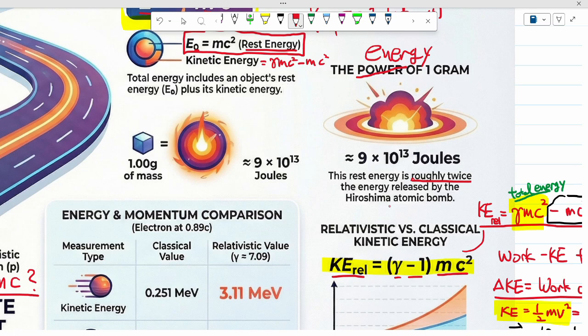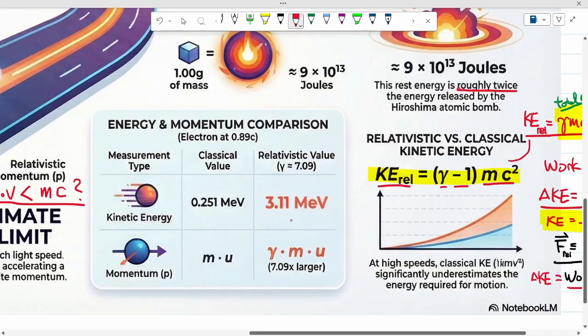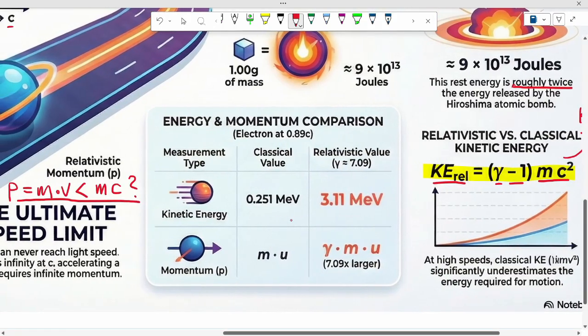And this table is showing how the classical calculation differs from the relativistic calculation. If you have an electron that's moving at less than 90% of the speed of light, classically you would think it has kinetic energy of 0.251 MeV. That's, if you somehow believe in the rest energy, half its rest energy. But this seriously underestimates how much energy it really has.